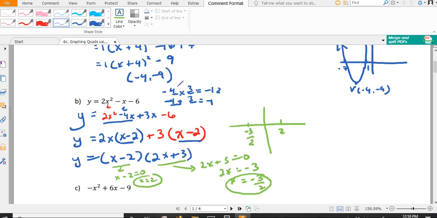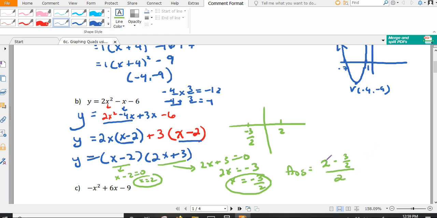Now, instead of completing the square, if you think back to chapter 5, I can look at these two x-intercepts, and I know my vertex lies on my axis of symmetry. So I could find the middle of these two numbers. I'm just going to write it down here. The axis of symmetry would be 2 plus negative 3 over 2, divided by 2.